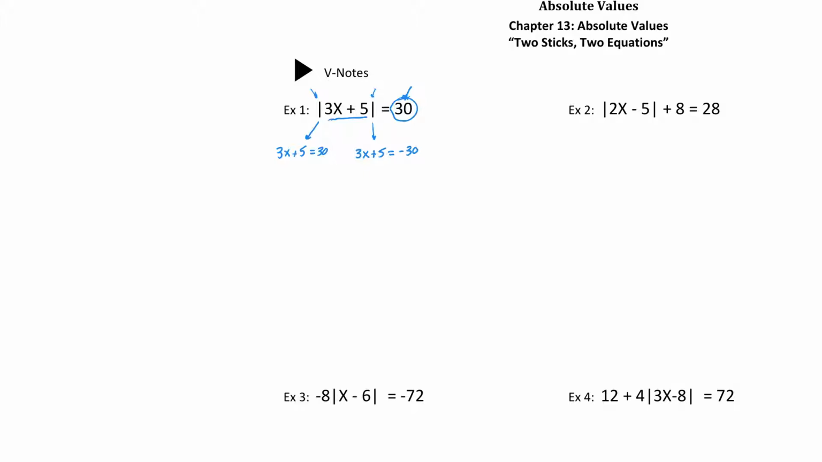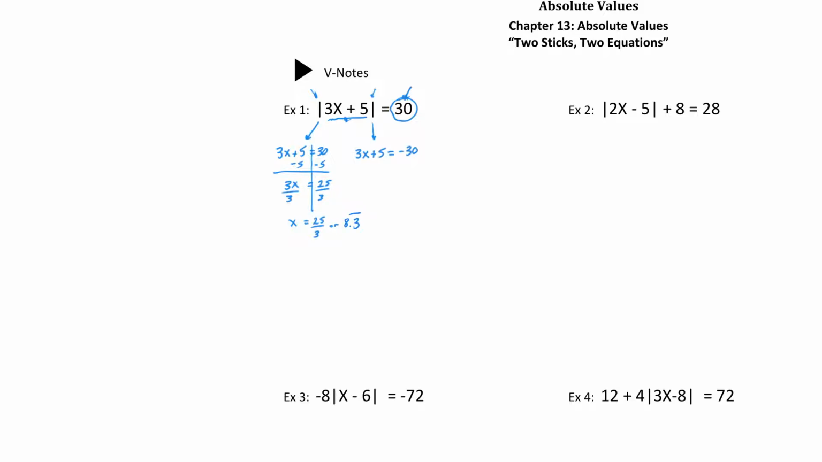You take whatever's inside, set it equal to 30. You take whatever's inside and set it equal to negative 30. And then you just do your thing. We are very good at this by now. Draw the wall, and we're just going to do our junk and divide. So again, we get 3x is equal to 25. Divide by 3. And one of our answers is 25 over 3, or if you prefer decimals, 8.3 repeating.